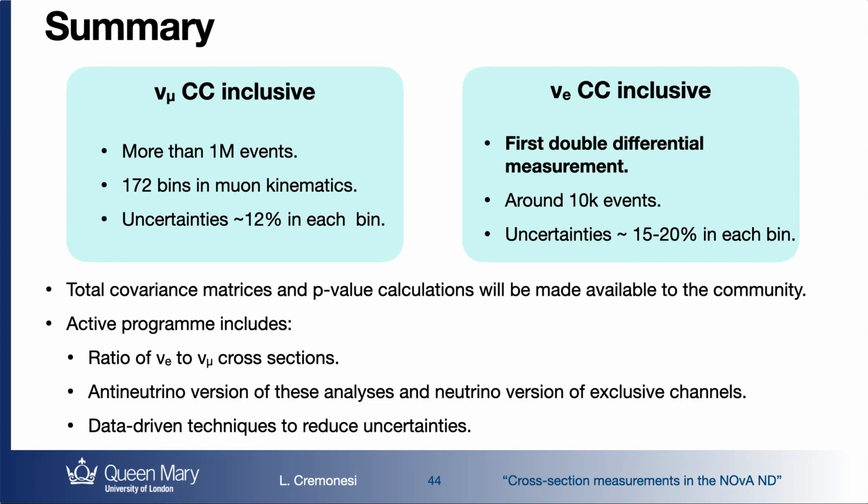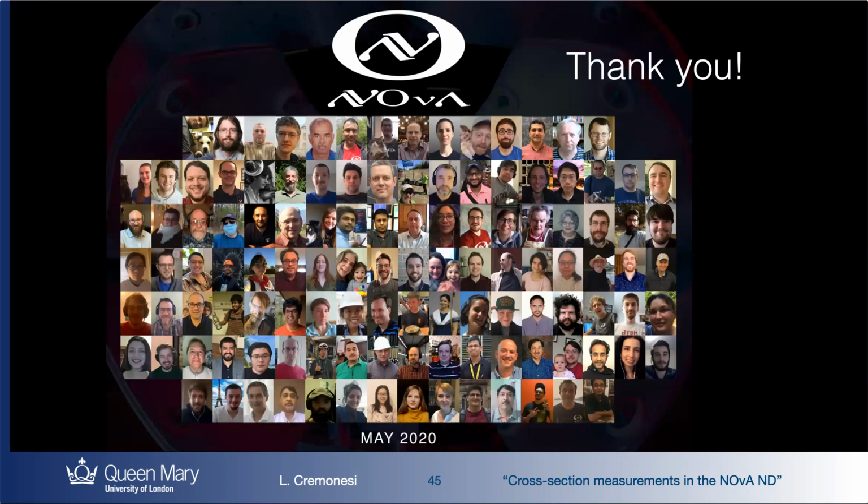We have an active neutrino program that is looking at the ratio of these cross sections as well, and the anti-neutrino version of these analyses will come out soon, as well as more exclusive channels and, as I said, data-driven techniques to reduce our uncertainties. So finally, I'm going to leave you with a more recent picture of us, which is from last year, our first online collaboration meeting. But since then, we've all been online. Thank you.